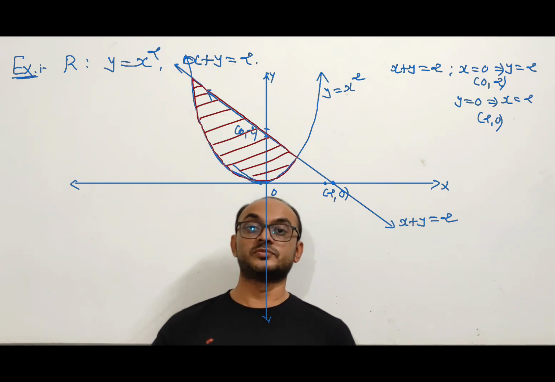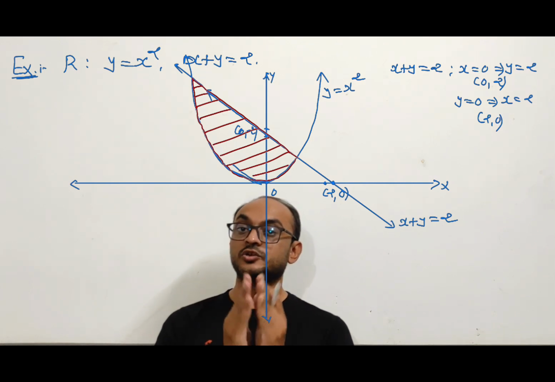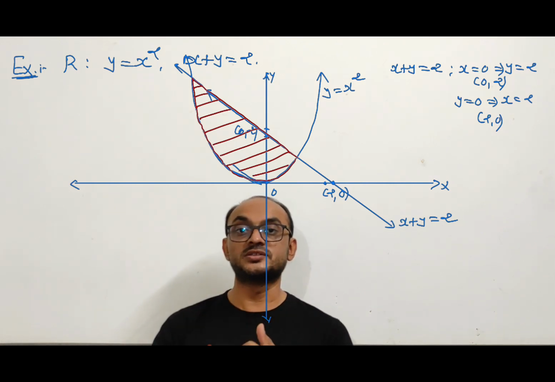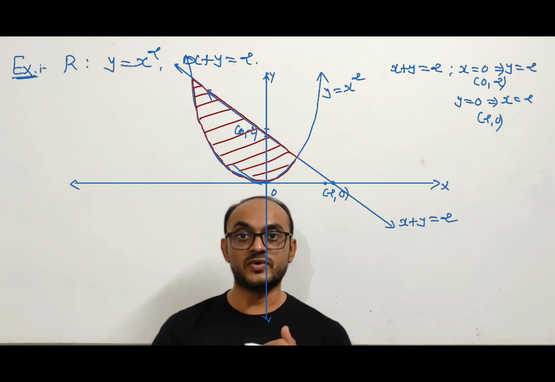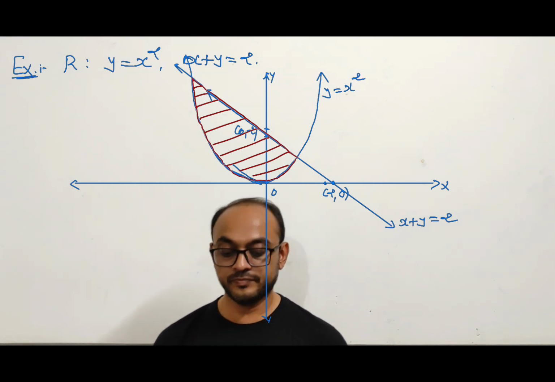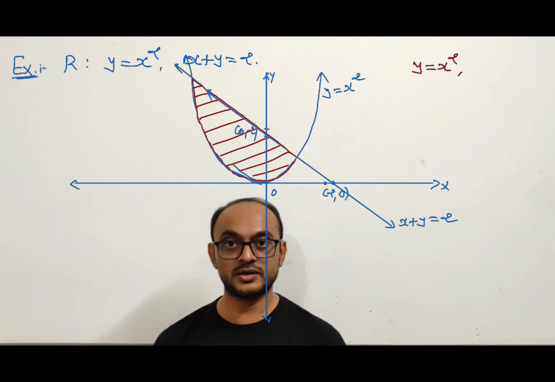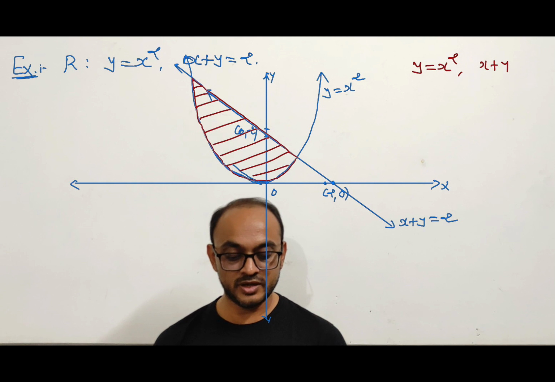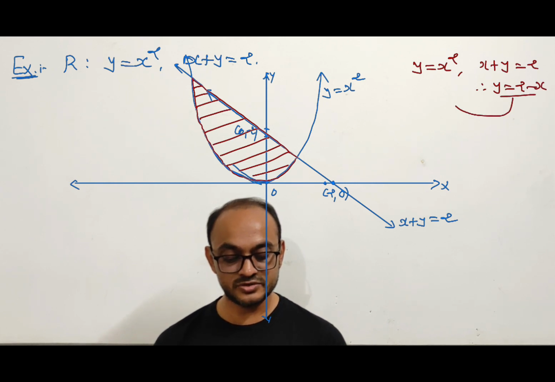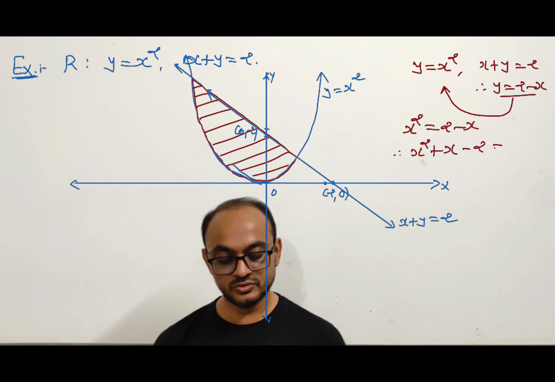Now what is the first step? Whenever you draw the region, you must mention all possible intersection points. So let us find the intersection points. We are given the curve y equal to x square and x plus y equal to 2. So what is y here? Y is equal to 2 minus x, which I substitute here. So I have x square is equal to 2 minus x, which gives me x square plus x minus 2 equal to 0.